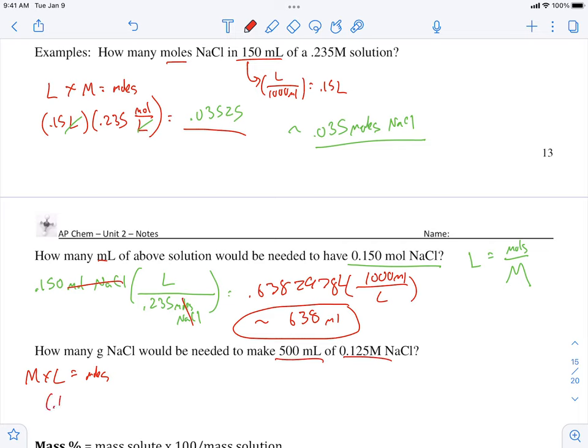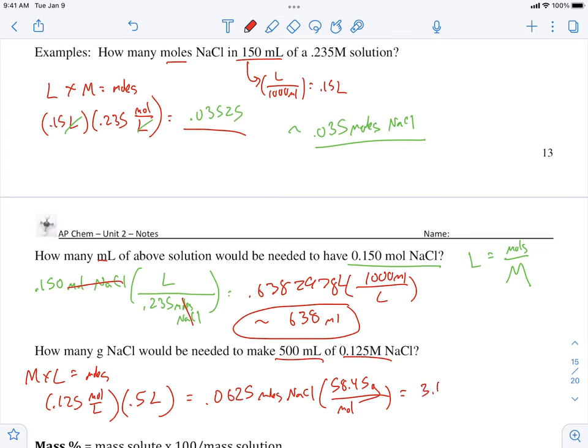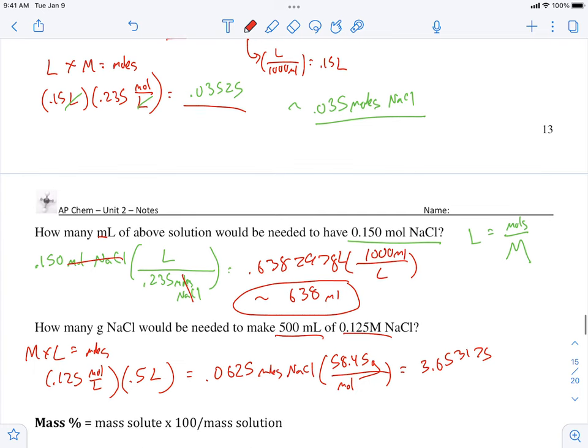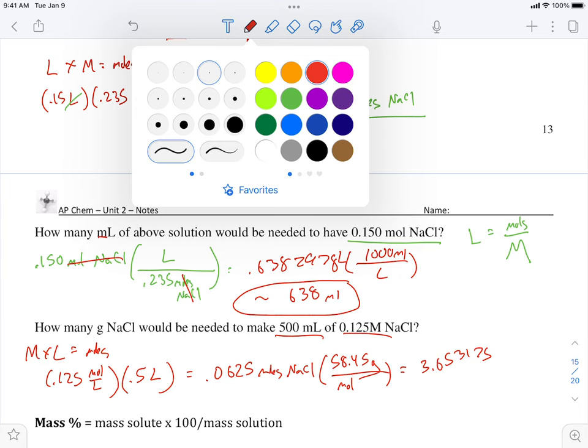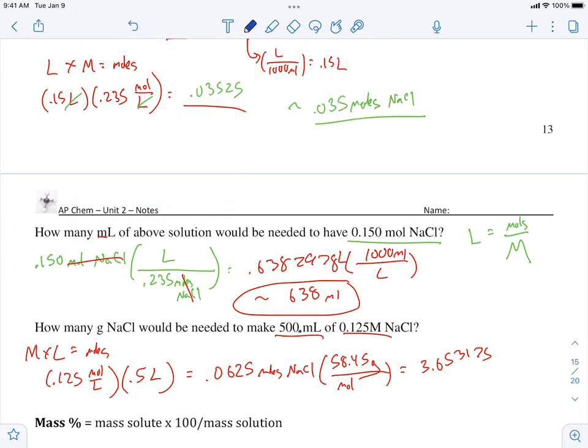So 0.125 moles per liter times 0.5 liters, because 500 milliliters is half a liter. So it's going to be, probably didn't need a calculator for that, 0.0625. I'm not rounding this yet. Moles of NaCl. They are asking for this in grams. So the molar mass of sodium chloride is 58.45 grams. And this number has an unsatisfactory number of sig figs, so I'm going to doctor this a little bit. And we're just going to say that this was a decimal point right here, just to keep a realistic number of sig figs. So 3.65 grams of NaCl.